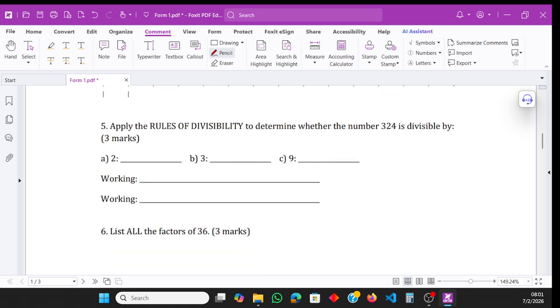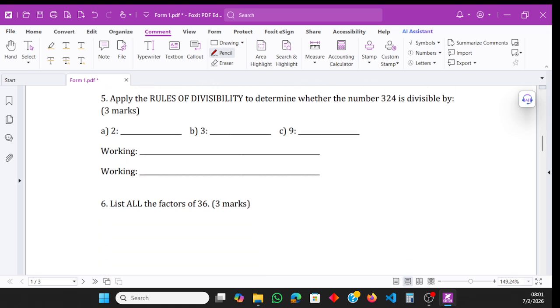Still moving. Apply the divisibility rules to determine whether the number 324 is divisible by, well, we're given a number there. So we are applying divisibility rules for 2. Well, if a number is divisible by 2, it means the last figure should be even. So here we can say true. What's the reason? I can put it here that the last digit is even.